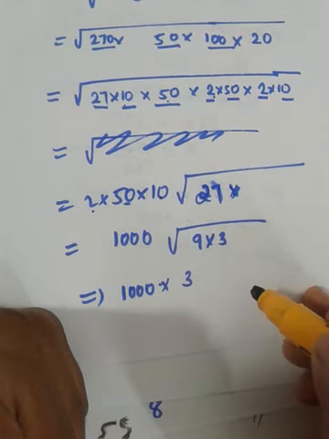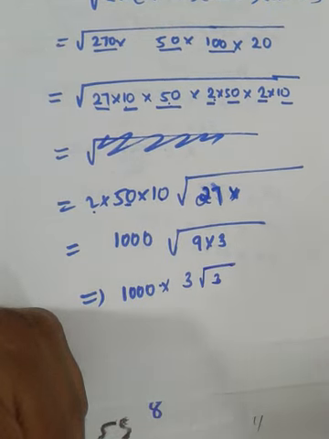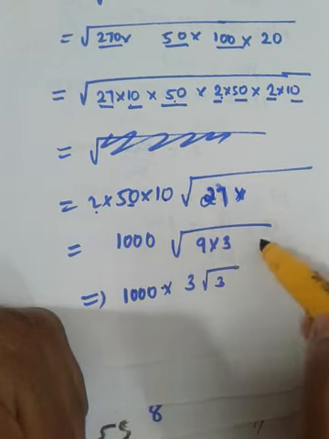But there is no square root for 3, so we cannot write anything. We just write square root of 3 as it is. What I did, 27 I wrote it as 9 into 3. Then square root of 9 into 3, no?